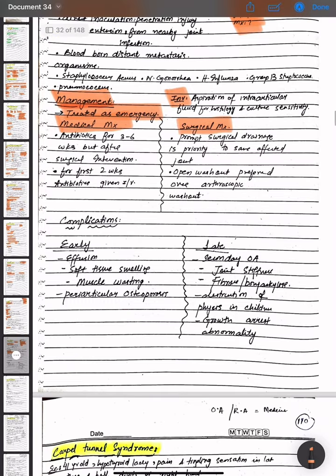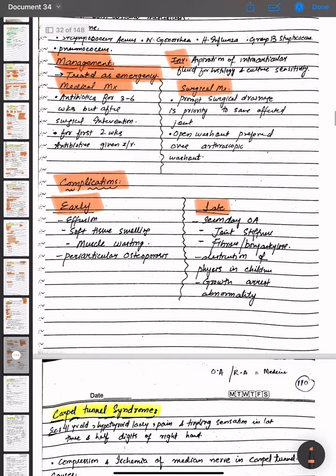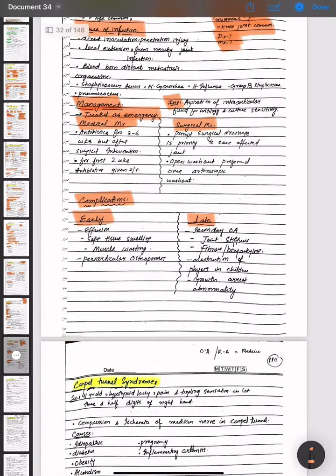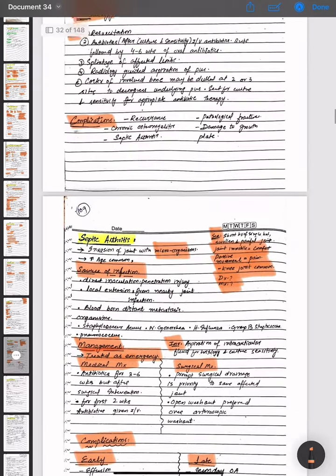Now, what are the complications? What are the early complications and what are the late? In early complications: effusion, soft tissue swelling, muscle wasting, and periarticular osteoporosis. While in late complications, we have secondary osteoarthritis, joint stiffness, fibrous or bony ankylosis, destruction of the physis in children, and growth arrest abnormality. These are the complications of septic arthritis.